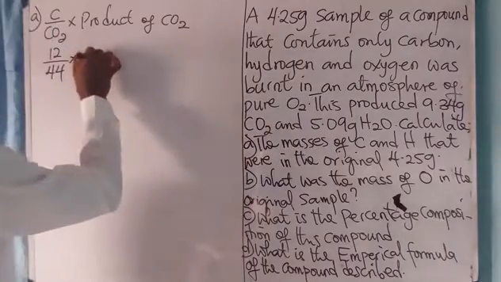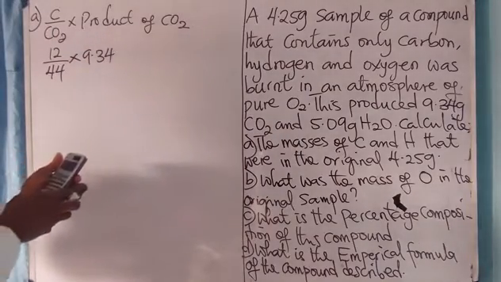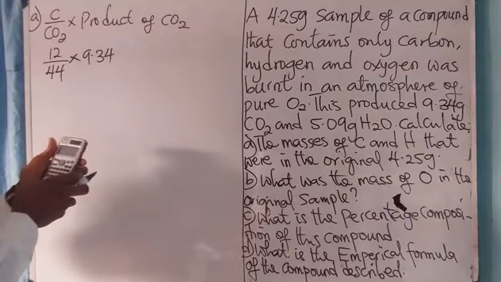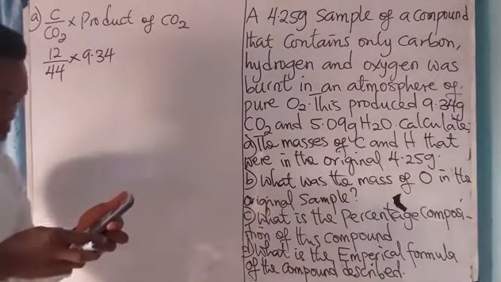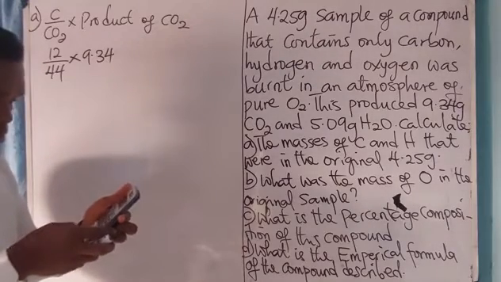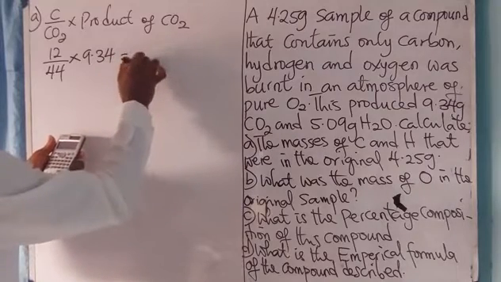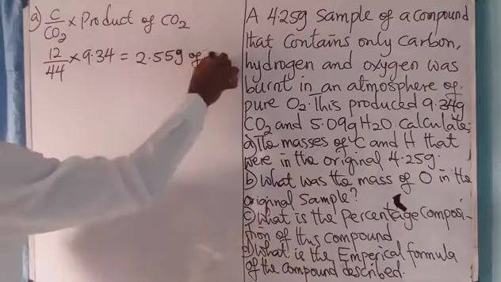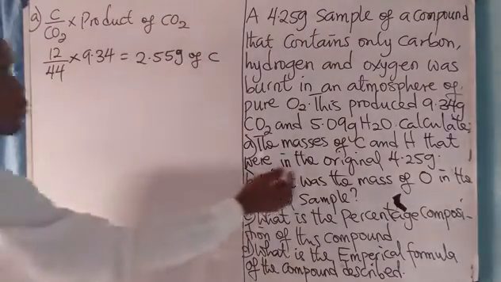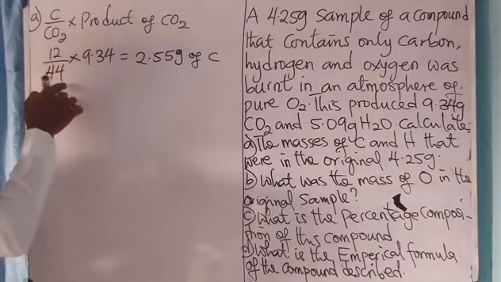So you say 12 times 9.34 equals 112.08. 112.08 divided by 44, I'll have 2.55 gram of carbon. And they said carbon and what? Hydrogen.